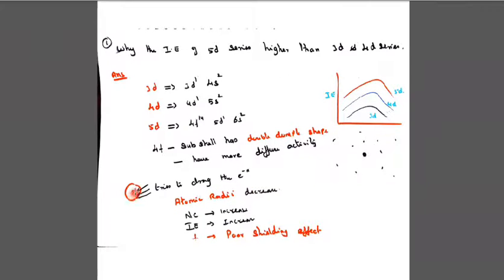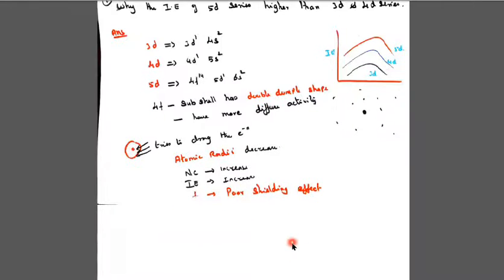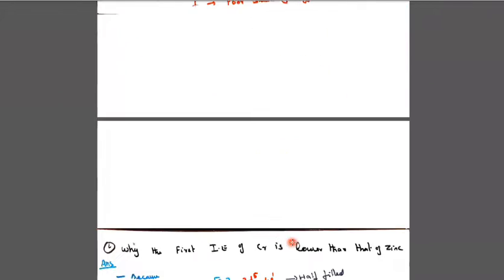The electrons are not tightly packed near the nucleus, like in an s orbital and a p orbital. Because there is a lot of space, the outermost electron will travel through the space and be attracted by the nucleus. So the nucleus will drag the electron towards itself. Automatically the atomic radii decreases, nuclear charge increases, and ionization energy increases, because the F block elements have very poor shielding effect.